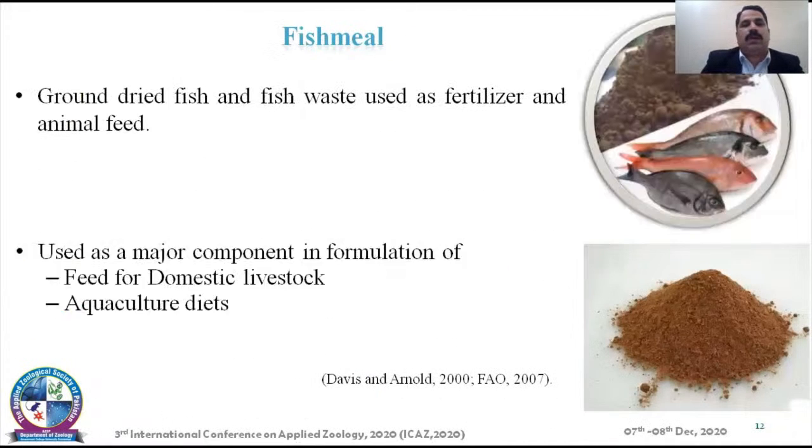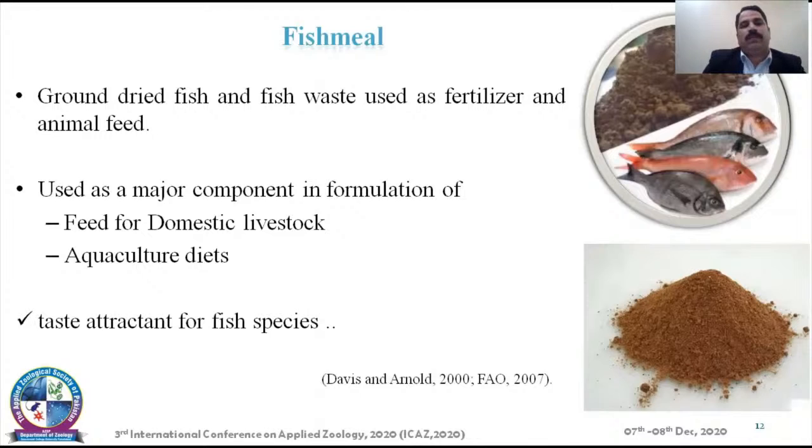In previous days, fish meal was used on a large scale to prepare fish feed. Fish meal is ground dried fish and fish waste used as a fertilizer and animal feed. It is used as a major source of feed for aquaculture species like fishes. It also serves as a taste attractant for herbivorous and omnivorous fish species such as the Indian major carp and the Chinese carps.